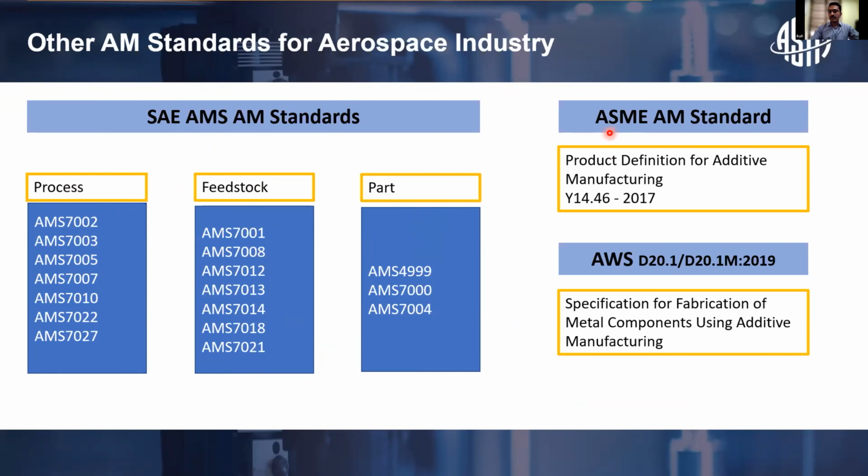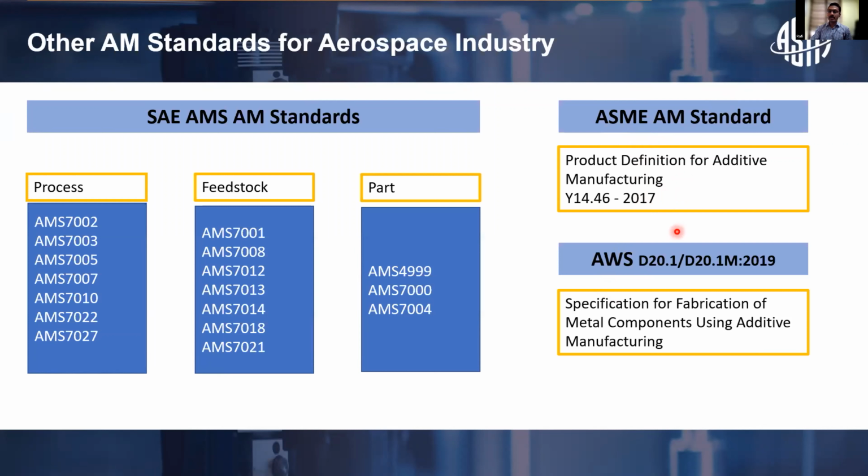And again, other organizations like ASME. So ASME has a standard for product definition, which means when you submit a technical package for any certification activities, you have to define the product with correct geometry or GD&T, geometry and dimensioning methods. So this standard helps you to define a product that is made using additive manufacturing.